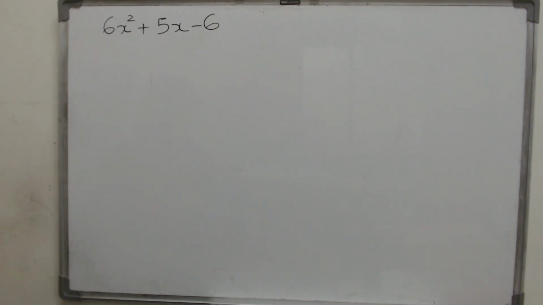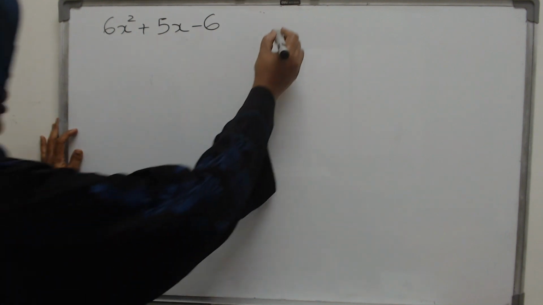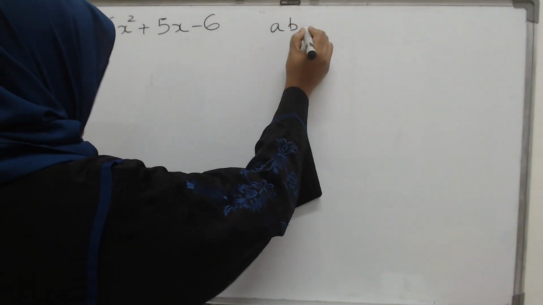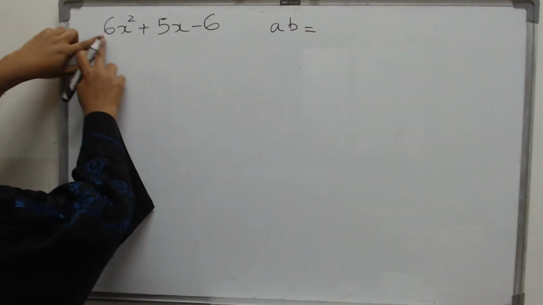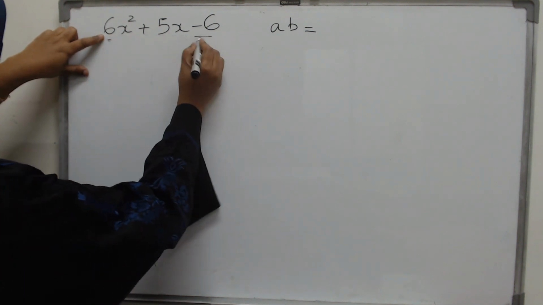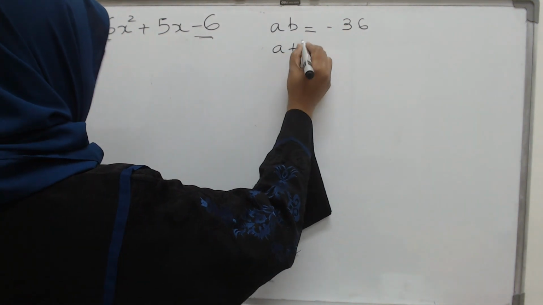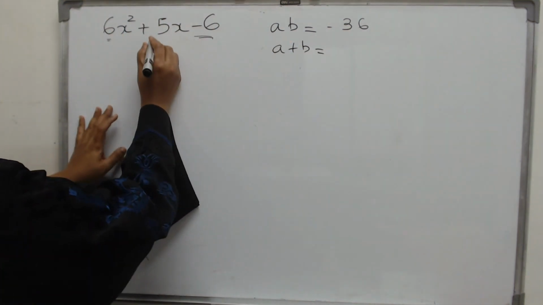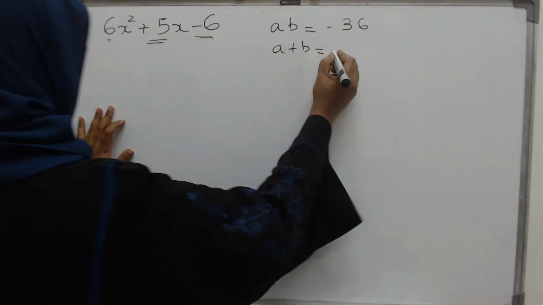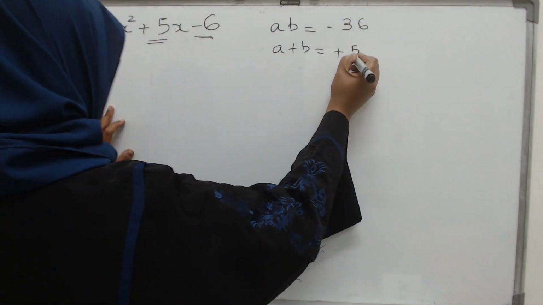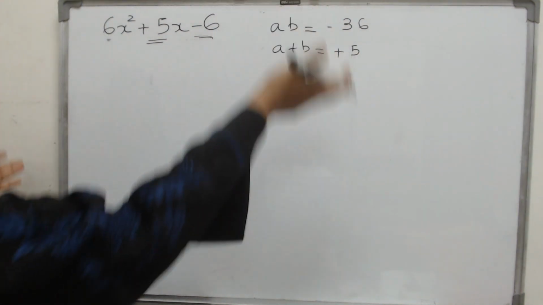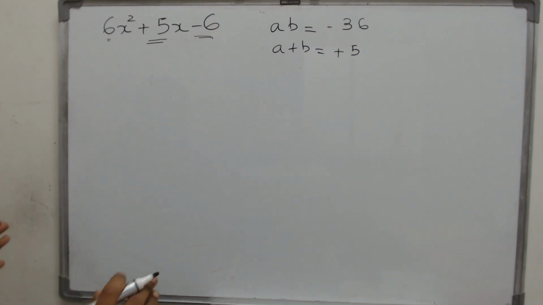It is a very small variation. You are again looking for an a and b, which when multiplied give this number into this number, that is minus 36. But then a plus b remains the same. A plus b will always be the middle term. It will always be plus 5. Just the product part has changed. So you see what is happening here.